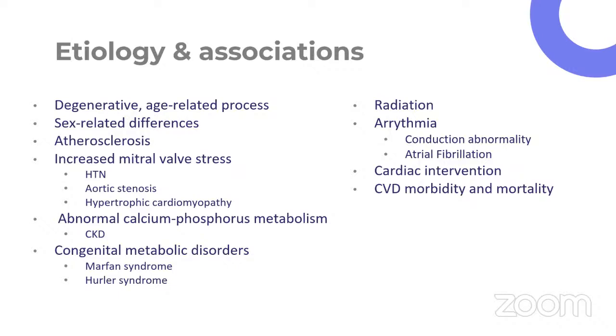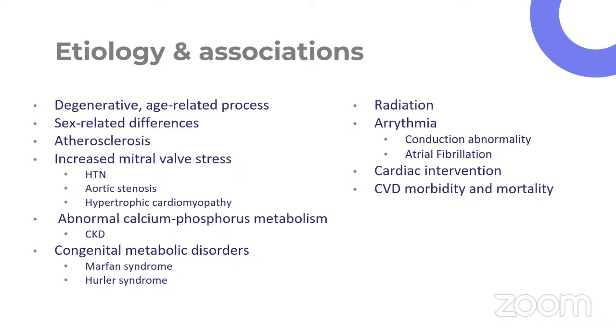In calcium phosphate metabolism, it was observed that it is common in patients with CKD, which has a direct role in the pathogenesis of MAC. Some congenital metabolic disorders may alter the physiology of the mitral valve, increase the mitral valve stress, or have a direct interaction with the collagen degeneration of the mitral annulus, like for example Marfan or Hurler syndrome. Radiation is also one of the etiologies, especially mediastinal radiotherapy.